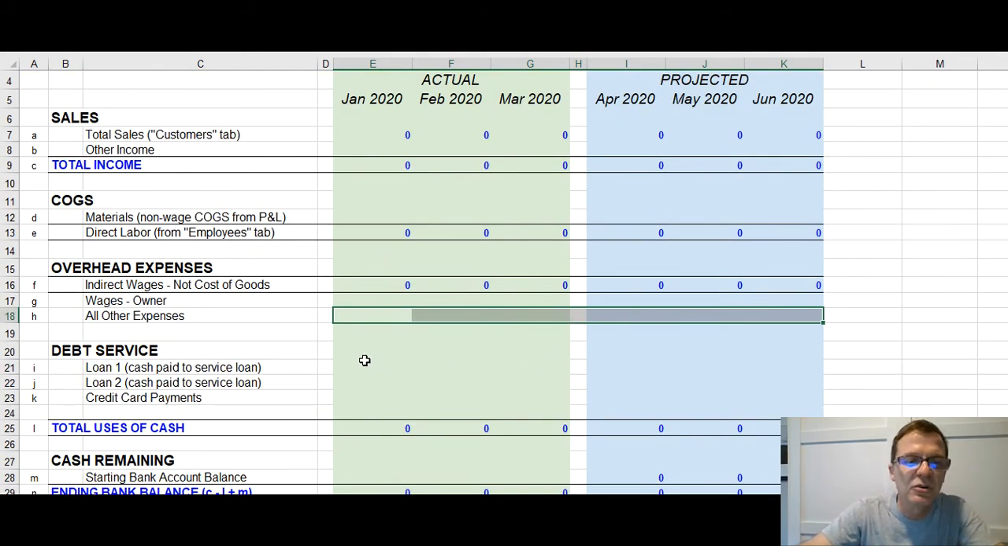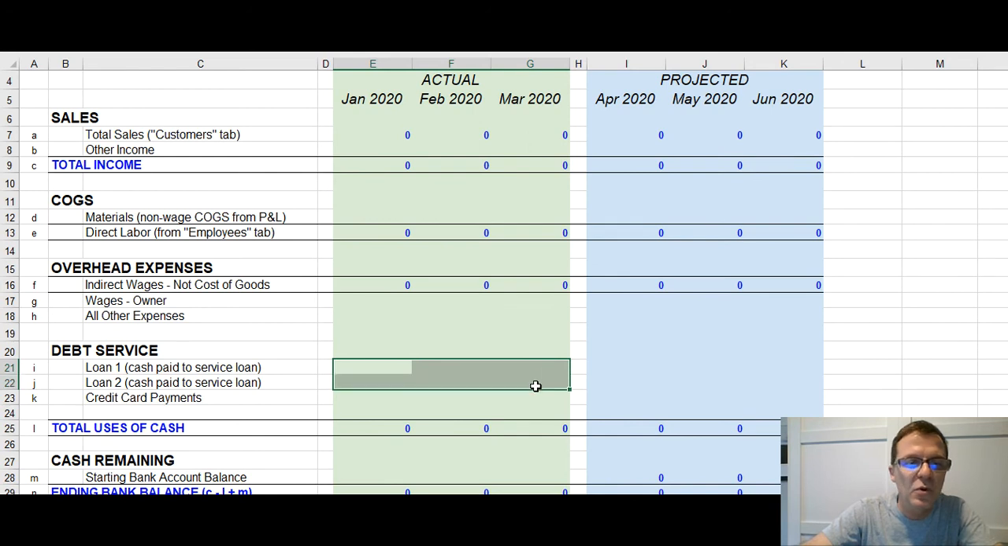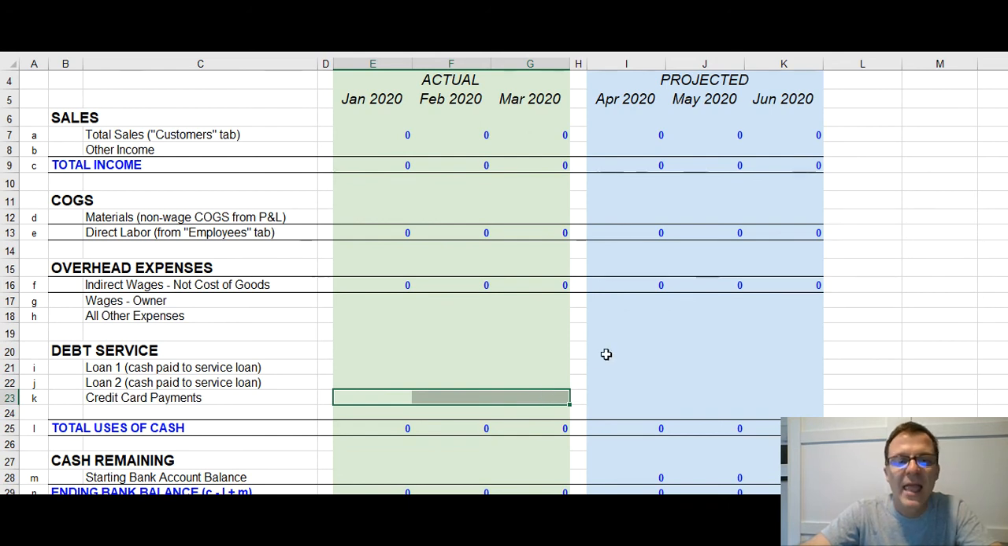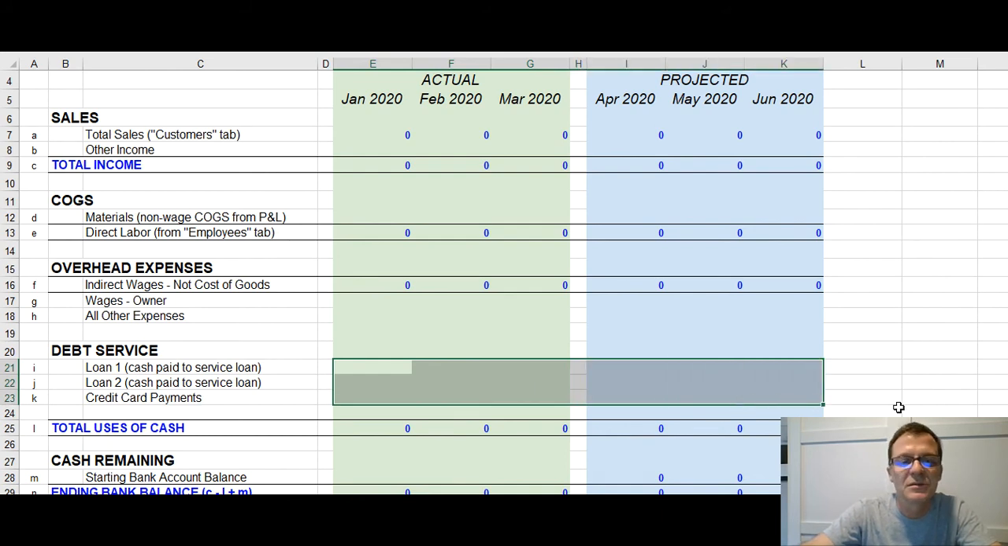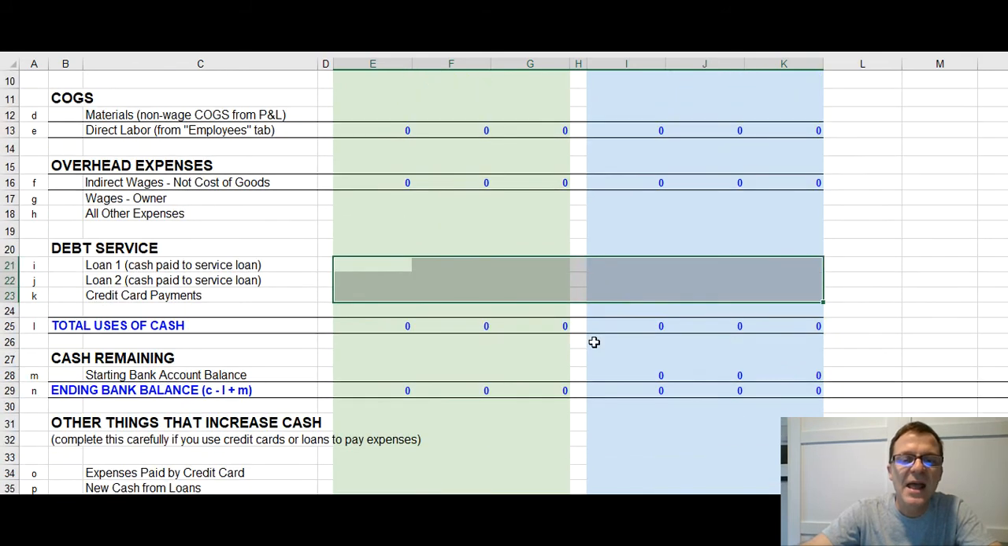And some of the things you're going to use cash on include payments for loans, right? Maybe you have a credit card outstanding and you're going to make payments to the credit card. Any debt service, we call that, you get to put the actual cash that you're going to use in these 3 lines here. You can add more if you need to, of course. And that's going to give you the final total uses of cash. But wait, there's more. What you really want to know is how much money is left in the bank at the end of the day.